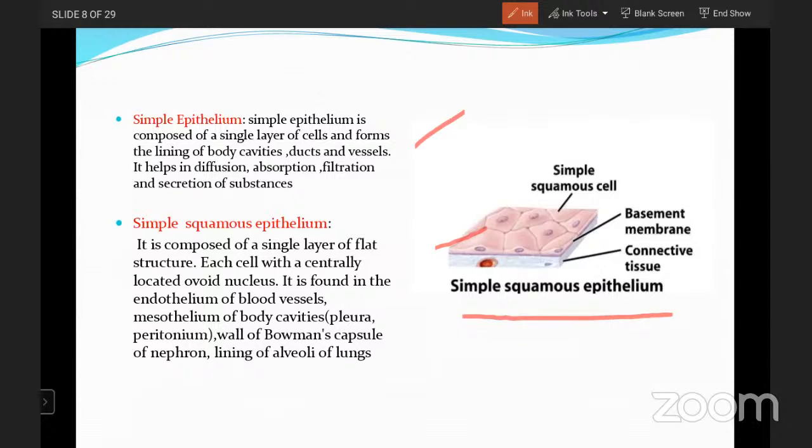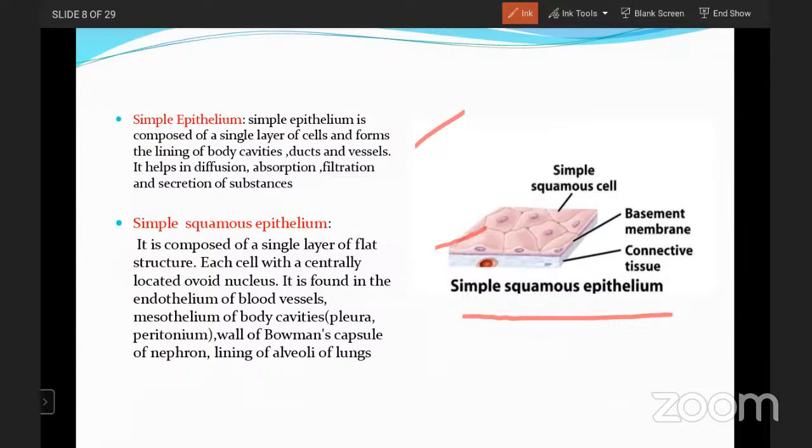It is found in the endothelium of blood vessels. What do you mean by endothelium? The inner side. Endo means inner side. The inner side of the blood vessels has the simple squamous epithelium. And the mesothelium of body cavities, just like pleura and peritoneum. And the wall of Bowman's capsule. Bowman's capsule is a part of the nephron.